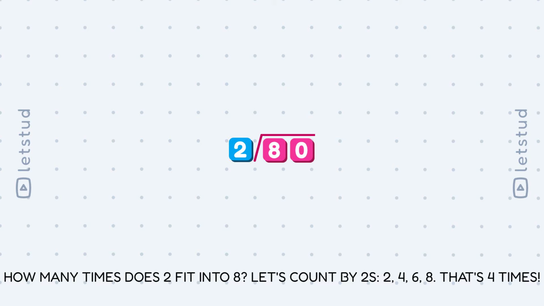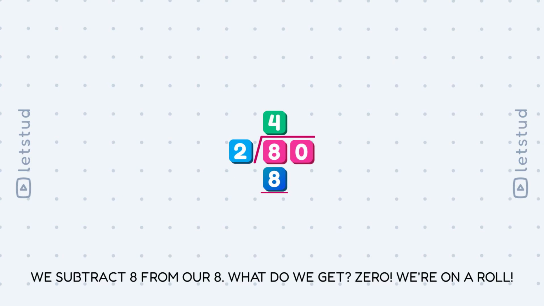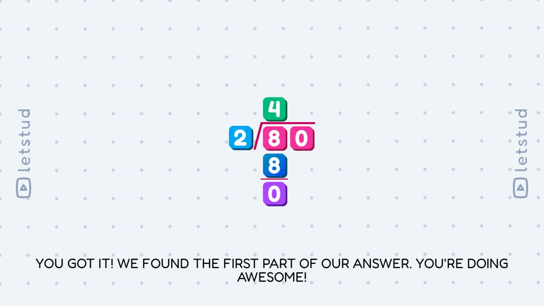Let's count by 2's: 2, 4, 6, 8. That's 4 times. Now let's check: 4 times 2 is 8, perfect. We subtract 8 from our 8. What do we get? 0, we're on a roll. You got it, we found the first part of our answer.